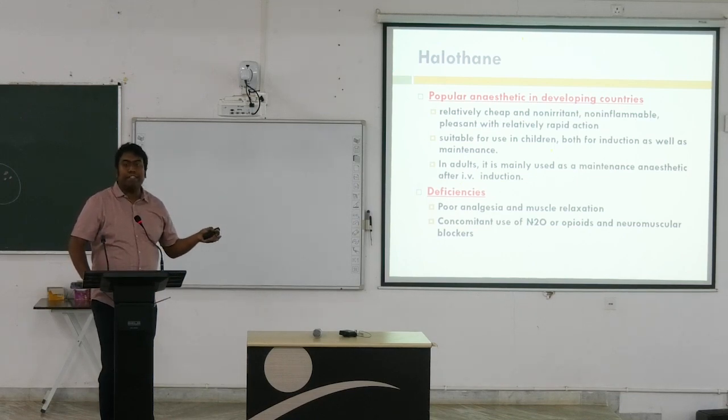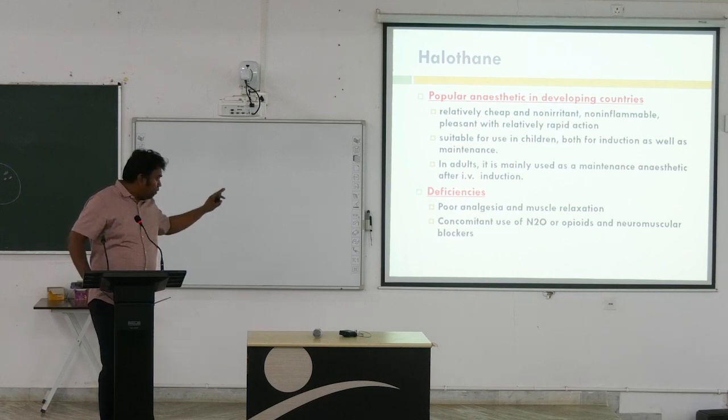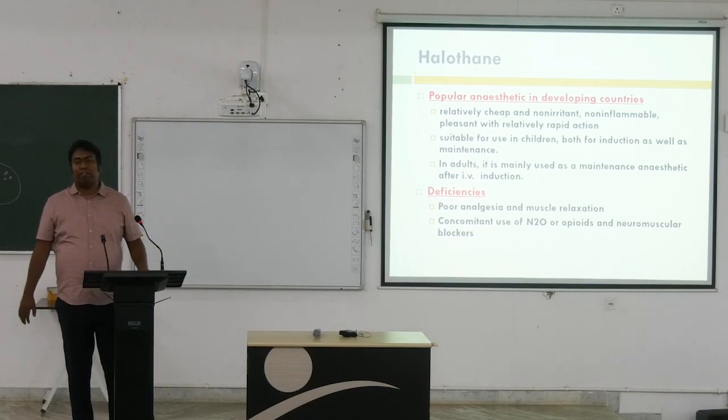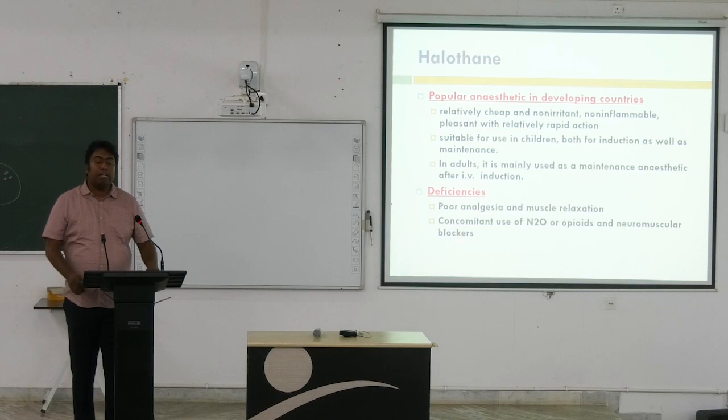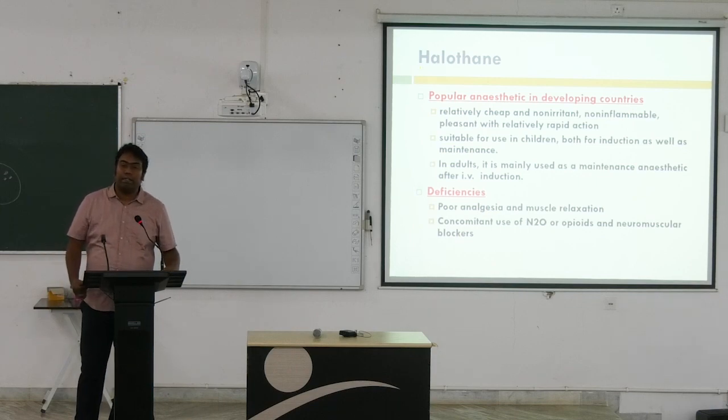Like nitrous oxide, it is a very good analgesic, and ether is both a very good analgesic as well as a muscle relaxant. But halothane doesn't have very good analgesic or muscle relaxant properties. So it is used concomitantly along with nitrous oxide and opioid along with a neuromuscular junction blocker. What is the name of the neuromuscular blocker?